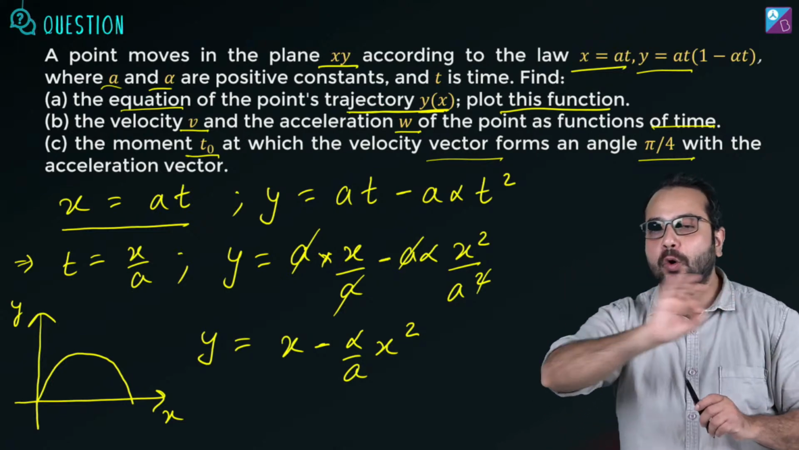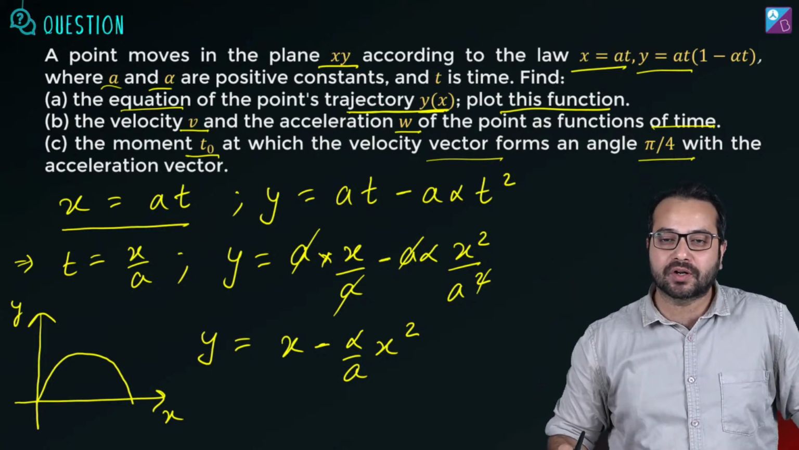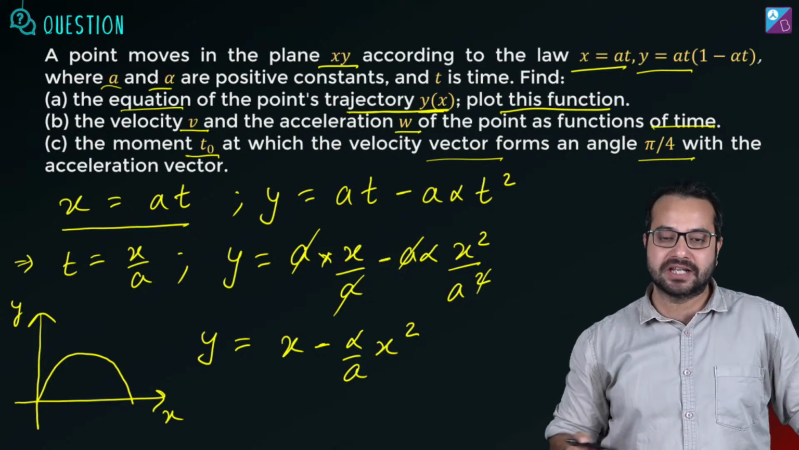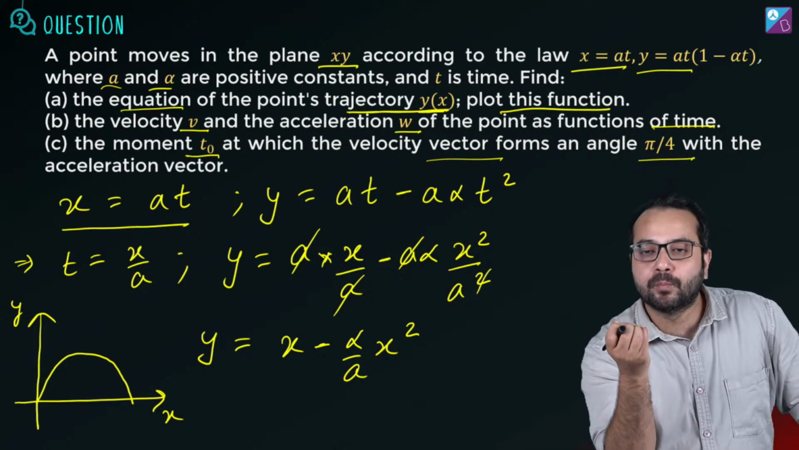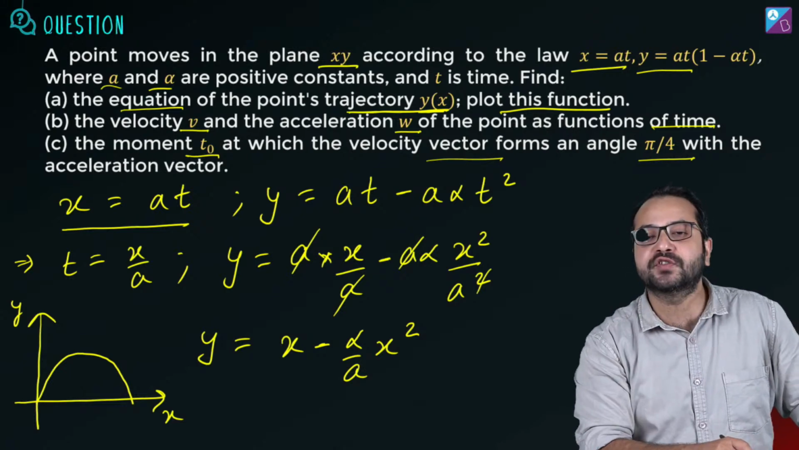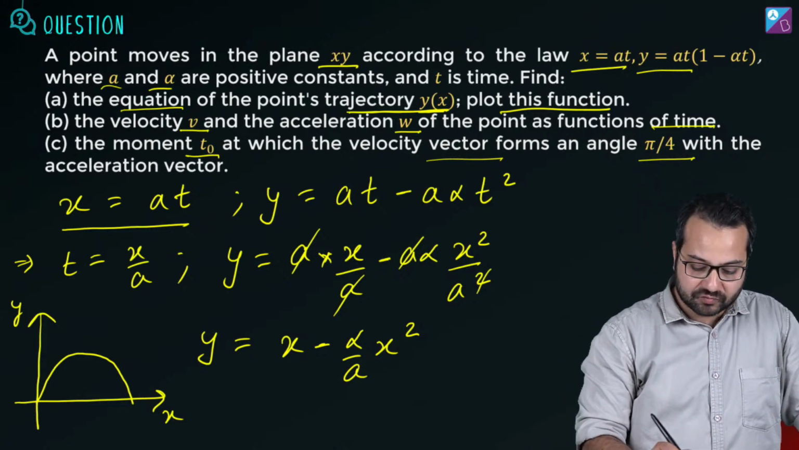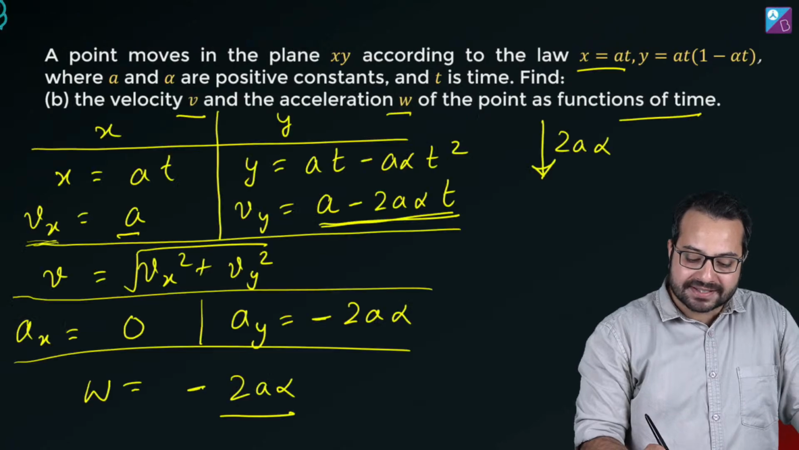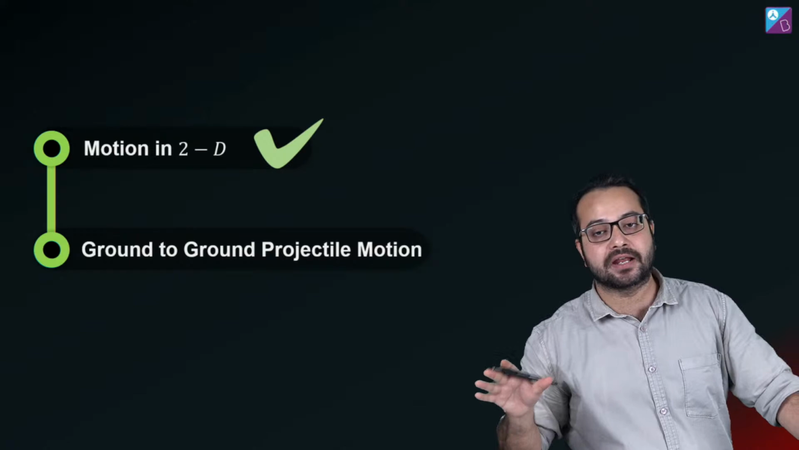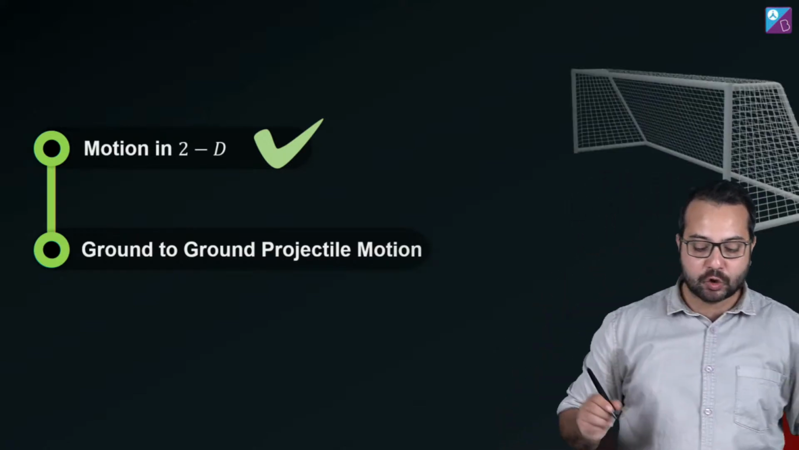We did not know how the particle is projected, what is the range, what is the launching velocity. We did not know anything. Okay? But by just using the concept of motion in 2D, we could solve a question which was actually a projectile motion. Okay? Chalo. So the concept of 2D motion is going to remain the same across whatever we are studying. So ground-to-ground projectile motion is just a special case of motion in 2D.